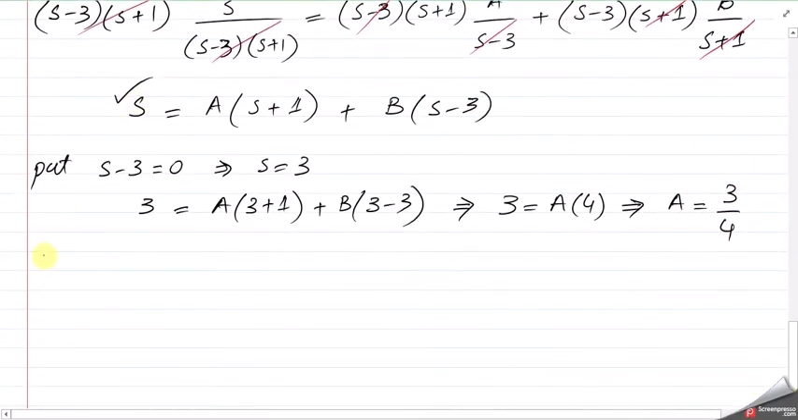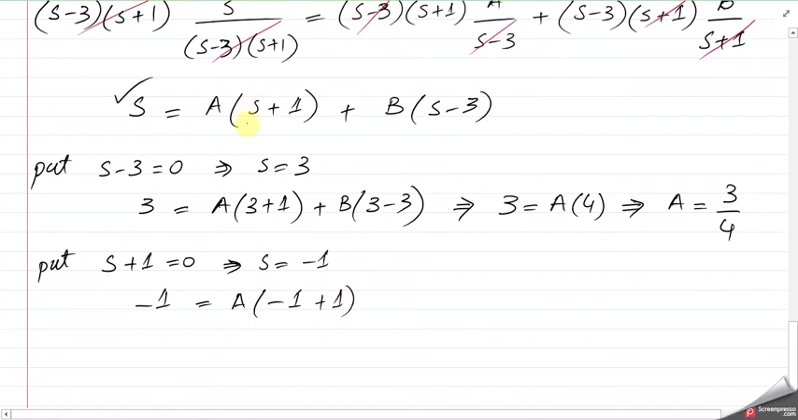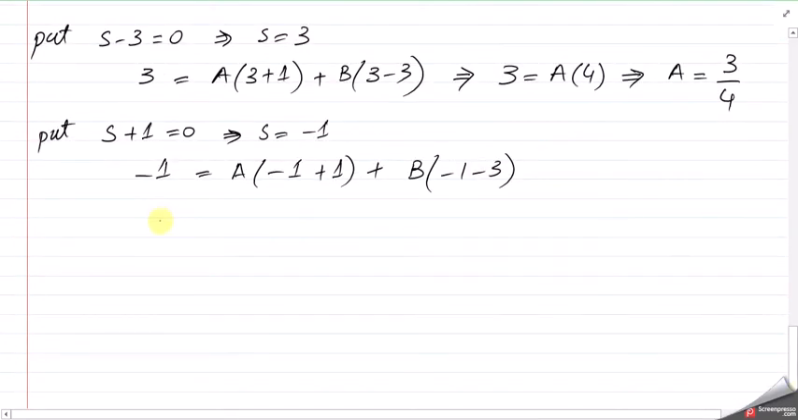Now again here we put the second term, which is s plus 1 equal to 0. That gives the value s equals minus 1. So minus 1 on this side, minus 1 equals a times minus 1 plus 1, here s equals minus 1, b times, here s equals minus 1, minus 1 minus 3. That gives minus 1, and I'll write it in the same line.